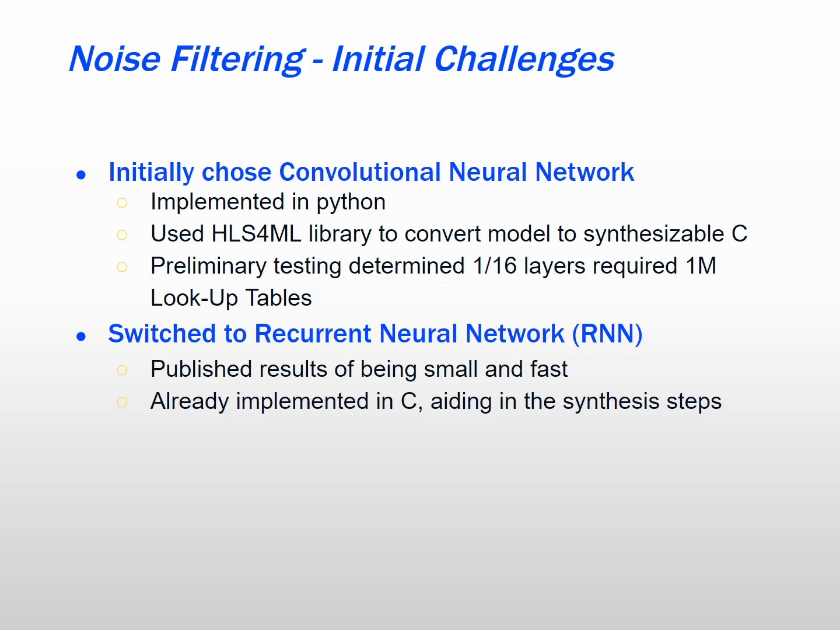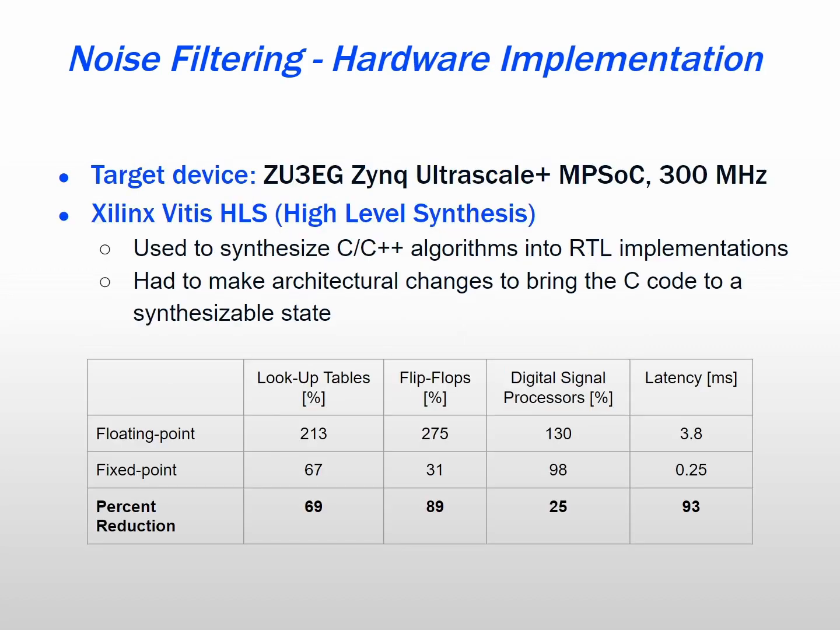The model was presented in a pre-trained C-based format, which we used as our starting point for hardware implementation through Xilinx's high-level synthesis tools. After making architectural modifications, the model was able to be synthesized but used floating point arithmetic. This resulted in 213% lookup table utilization on our targeted ZU3EG device. Additionally, the floating point model had an end-to-end latency of 3.8 milliseconds at 300 MHz. This was all improved by using 22.14 fixed point arithmetic, and along with other optimizations, yielded only 67% lookup table utilization and 0.25 milliseconds of latency.